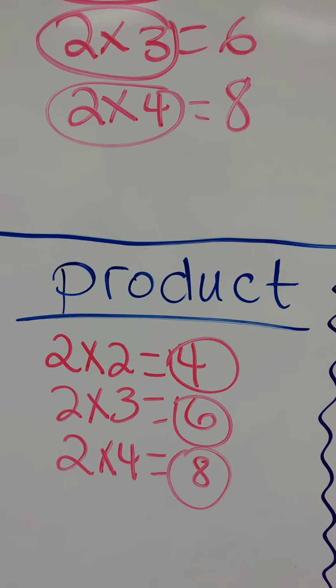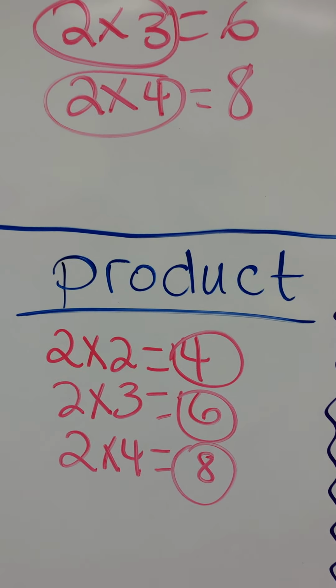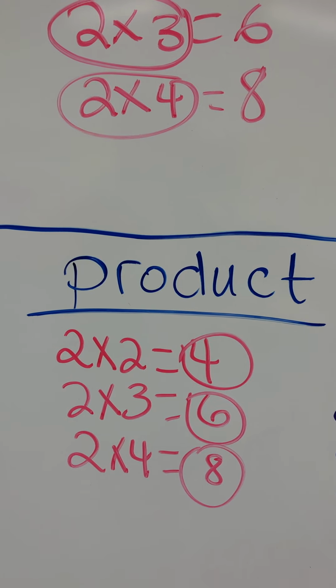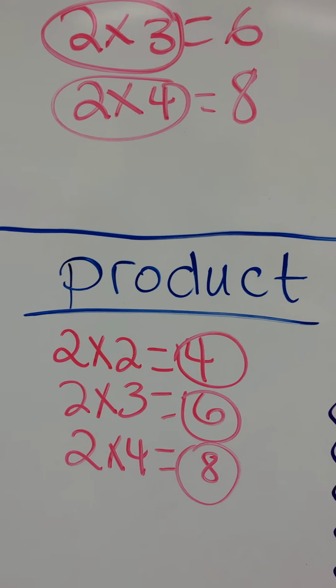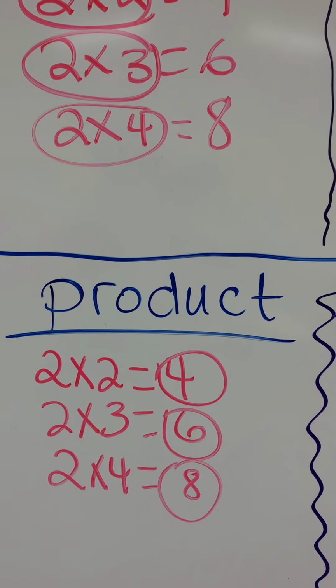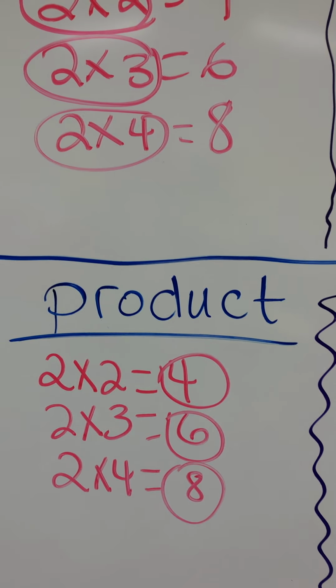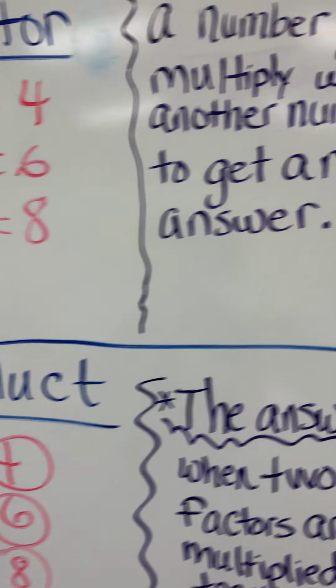This time I did not circle the factor pair. I circled the product. 2 times 2 equals 4. 4 is the answer here. Therefore, it's the product. 2 times 3 equals 6. 2 times 4 equals 8. Again, what is product? Say it with me. The answer to a multiplication problem. All right, let's move along.